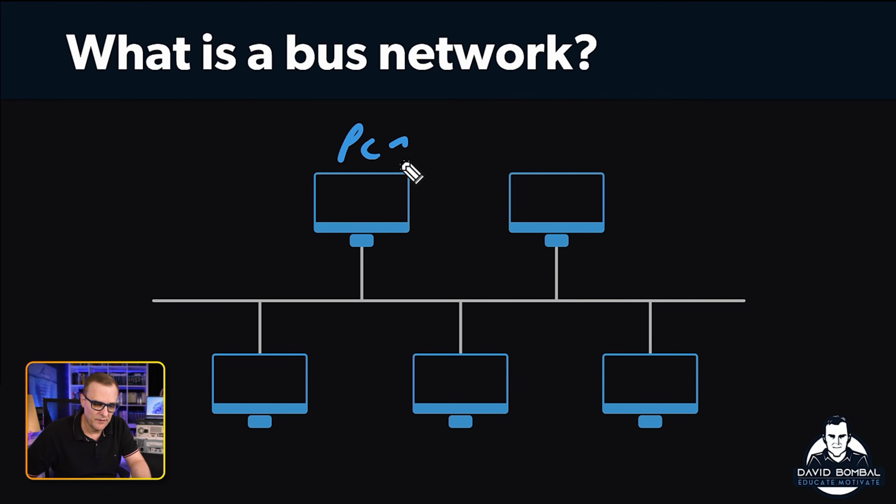So let's say PC 1 over here wants to send traffic to PC 2. What would happen is traffic would be sent to the network through the drop cable. That would be transmitted across the cable.